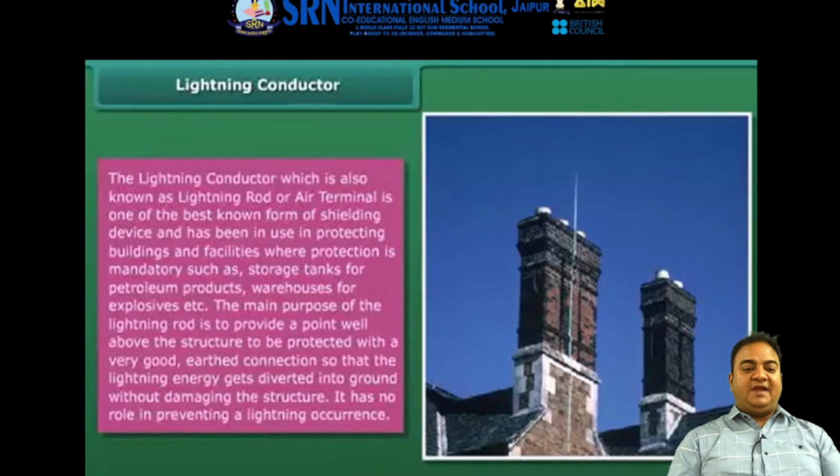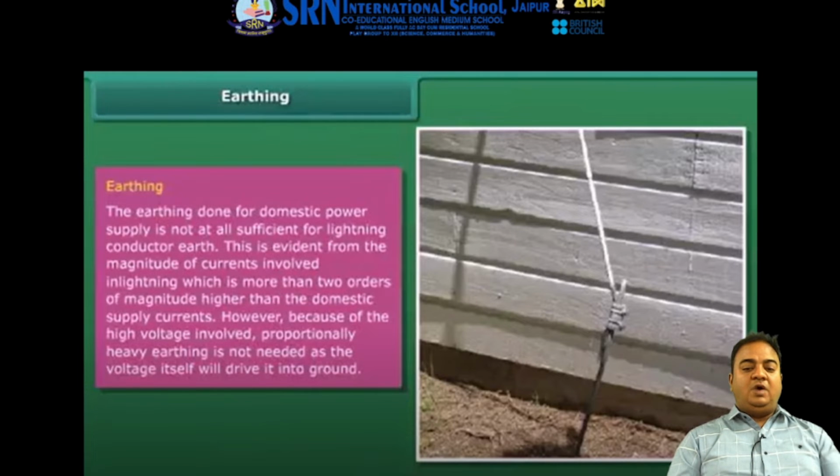The main purpose of the lightning rod is to provide a point well above the structure to be protected, with a very good earth connection, so that the lightning energy gets delivered into the ground without damaging the structure. It has no role in preventing the occurrence of lightning. That means a building or property can be protected with the help of the lightning conductor, because all of the electrical energy is accumulated and transferred to the ground instead of harming the property. So let us see now how it works.